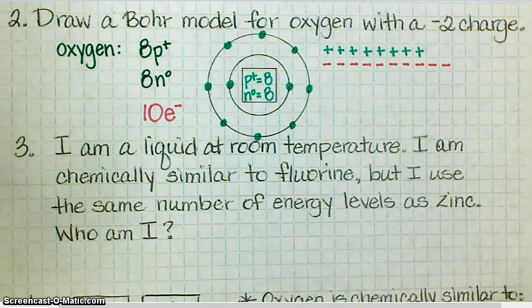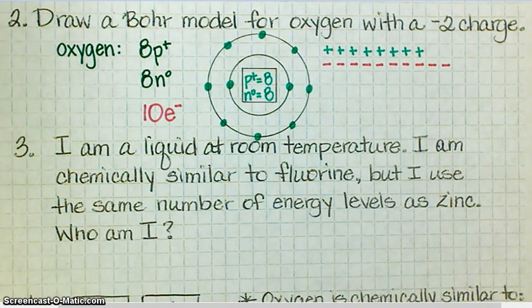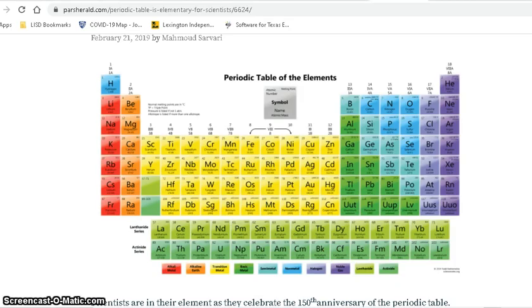All right, number 3 asks, I'm a liquid at room temperature, chemically similar to fluorine, but I use the same number of energy levels as zinc. Who am I? In other words, I'm asking which element am I talking about? All right, it says that I am chemically similar to fluorine, which means that I have the same number of valence electrons as fluorine, so I'm going to be in the same column as fluorine. So this column says fluorine, chlorine, bromine, iodine, astatine, and then this unnamed one.